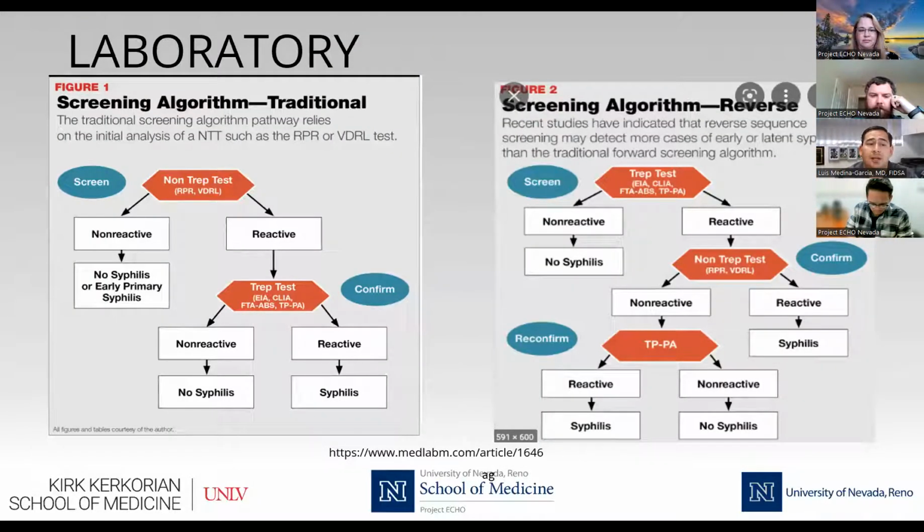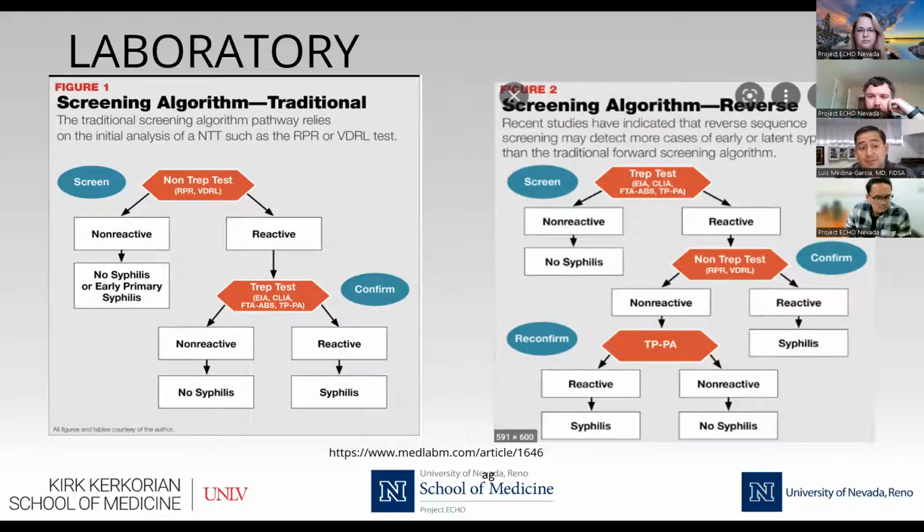Now we're briefly going to talk about laboratory diagnosis of syphilis. There are many different tests that you can get, but this is a way that we simplified it. The left-hand side has a figure that shows you the traditional screening algorithm, which used a non-treponemal test like VDRL or RPR to screen patients. If that test was negative, we would have said this patient doesn't have syphilis, or if they have syphilis, it is very early in the infectious stage so that you don't have an antibody response to it. And if it was positive, we just said, okay, well, the patient has syphilis.